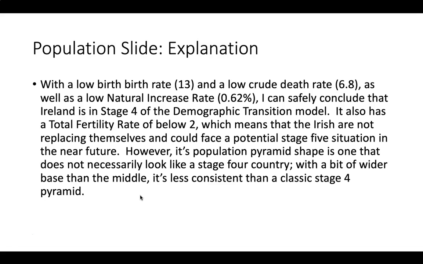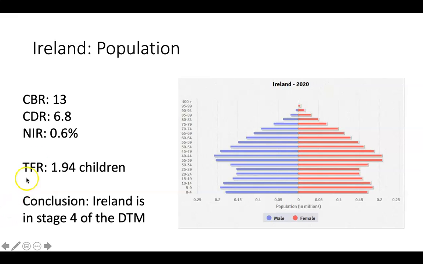I said the population pyramid is shaped one that does not necessarily look like a stage 4 country. It has a bit wider base than the middle. It's less consistent than a classic stage 4 pyramid. So I've done a good job of explaining. I've added a statistic. You do not have to choose total fertility rate as your fourth statistic. You do have to do these three, but you can choose other ones like infant mortality rate, etc., from the instructions.